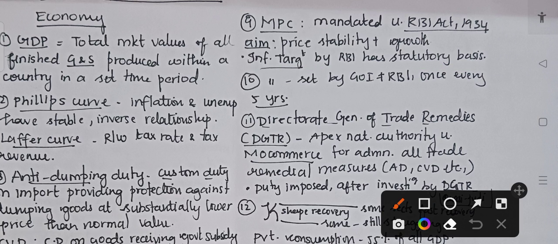And the next fact is also related to inflation targeting. This is set by the Government of India plus RBI once in every 5 years.